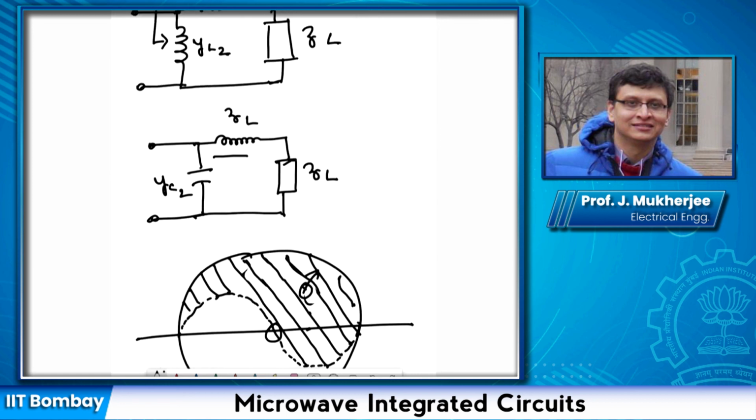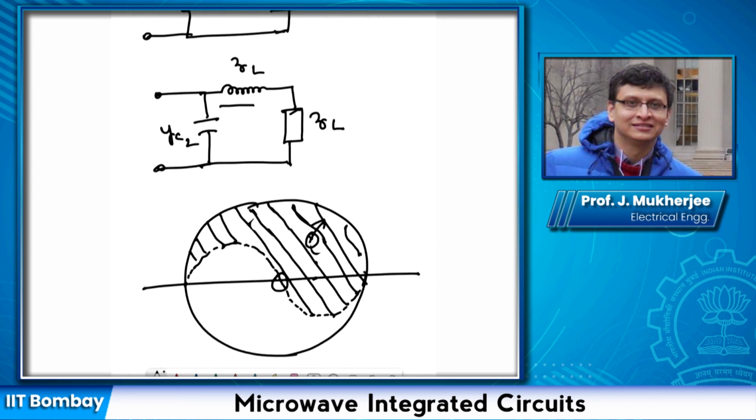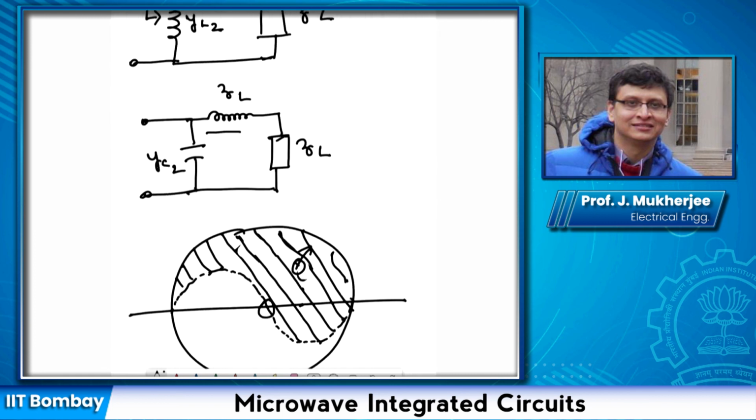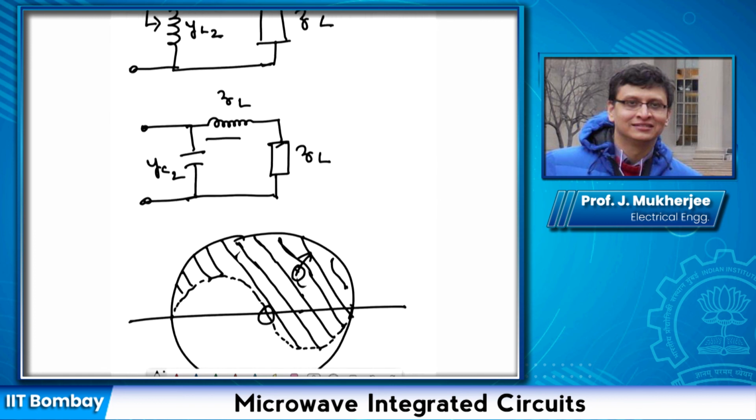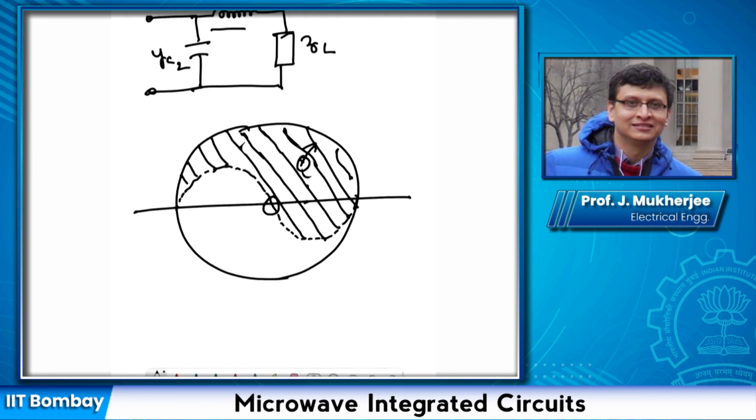Similarly, say if this shaded region is the forbidden region for this kind of circuits, what will be the circuits where this region is forbidden? Try to work that out. So, this is the first part of this lecture.